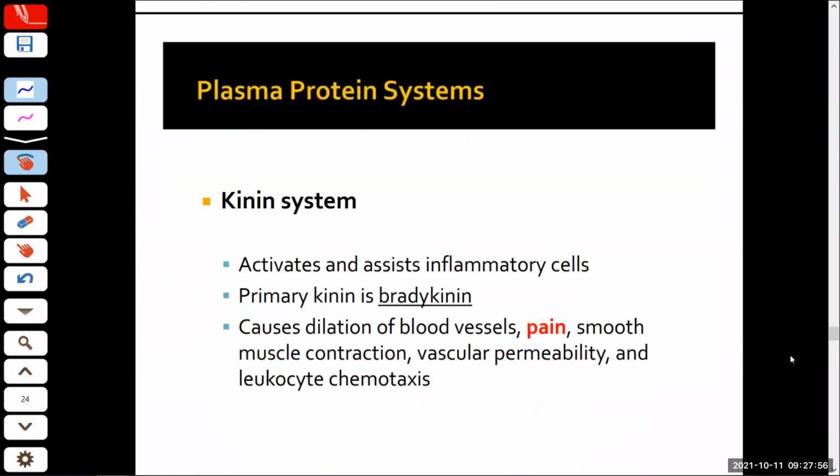The last plasma protein system is the kinin system. Kinin is a type of protein. The specific kinin we're going to be looking at is bradykinin, because bradykinin causes pain. This is a substance that can actually directly trigger your nerves. We'll talk more about triggering your nerves with exam 2. What I need you to know is kinin, particularly bradykinin, causes pain. That's what you need to know for exam 1.